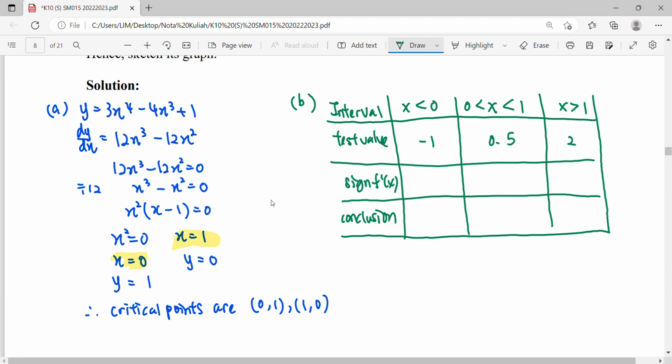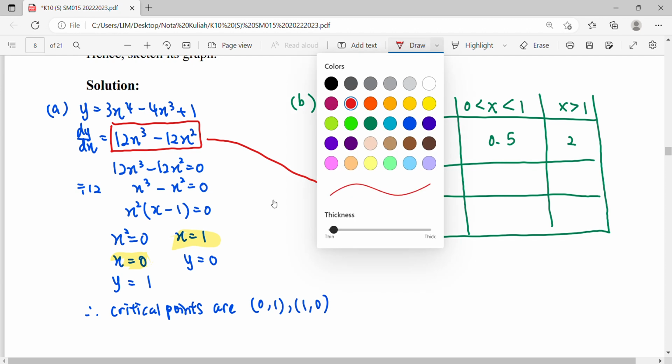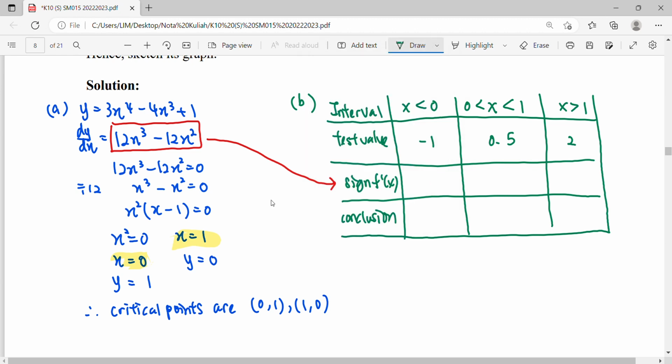Then we're going to substitute inside our first derivative test here. Substitute into 12x cubed minus 12x squared. Observe whether it is positive or negative, that's all. So for this one is negative. So the gradient of the tangent is decreasing. When we substitute 0.5 also negative, so it is also decreasing. When we substitute 2, we get positive answer. So we get increasing.